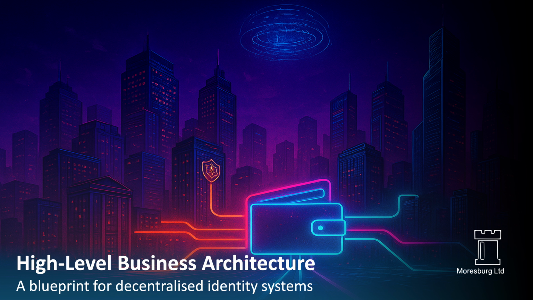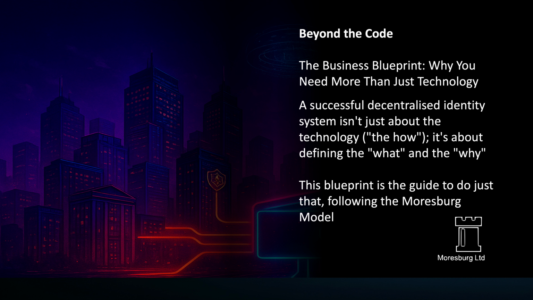Exactly. Our source material for this deep dive is the High-Level Business Architecture Blueprint. And it's not just a tech manual. Its core purpose is really to define the fundamental what and why, but also the how for building these kinds of transformative systems. It's fundamentally about empowering individuals and organizations, too, with much greater agency over their digital identity and, crucially, their personal data. And what's particularly insightful, I think, is that it's structured according to the Moresburg Model for trust frameworks and schemes.